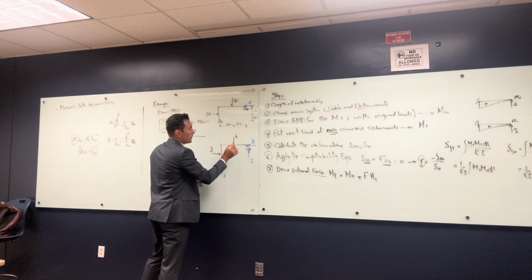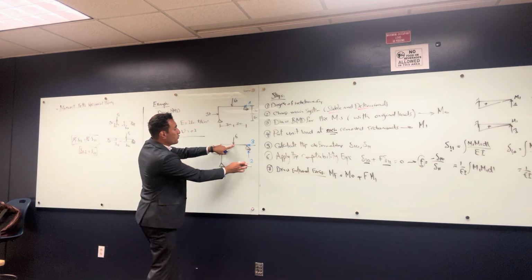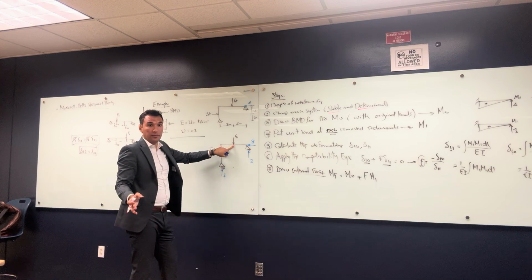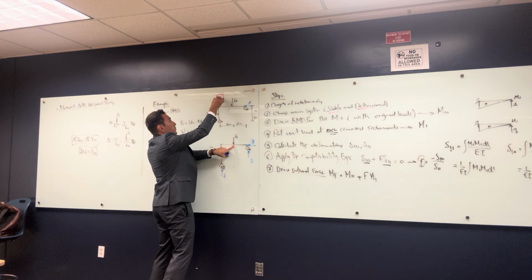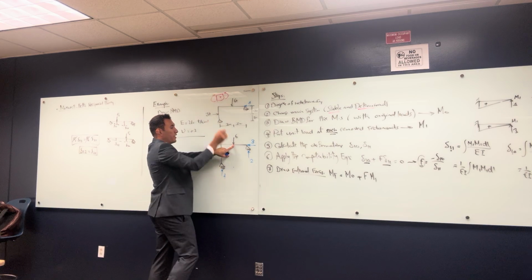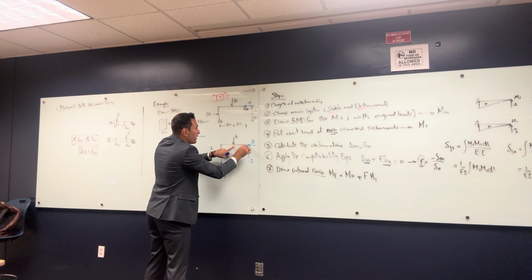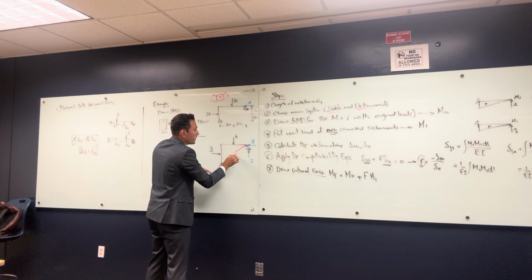How about the bending moment here? 6, why? Because it's going to be 2 multiplied by 3. Is it positive or negative? Positive, because you guys remember, this is the sign. Positive moment is this way. You can draw it up or down, but just make sure it's positive. So this is going to be 6.